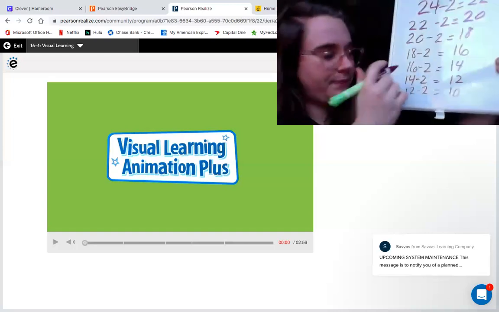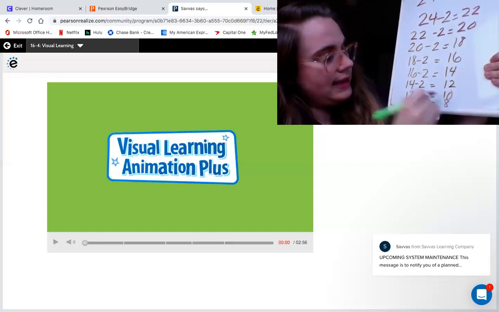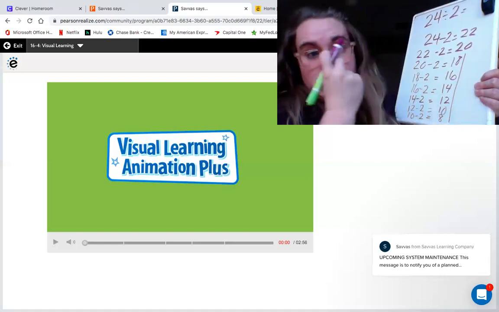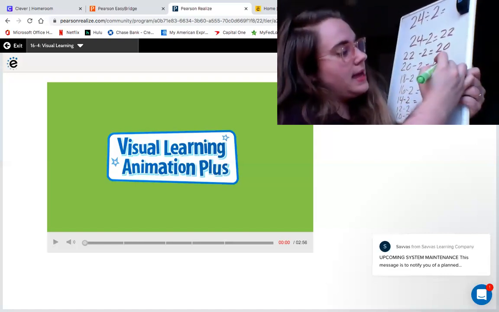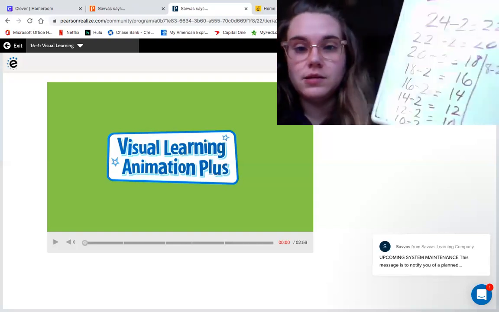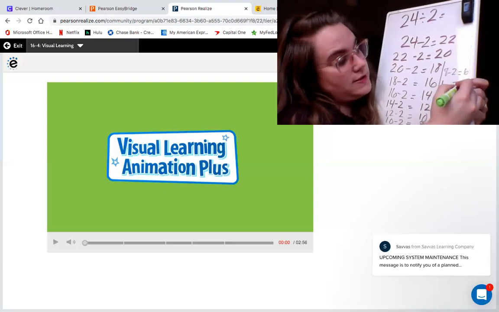Can you still see it? Okay. 10 minus 2 equals 8. I'm going to split the board because I ran out of room, which is fine if you need to do that on your board too or your paper. 8 minus 2 equals 6. 6 minus 2 equals 4.